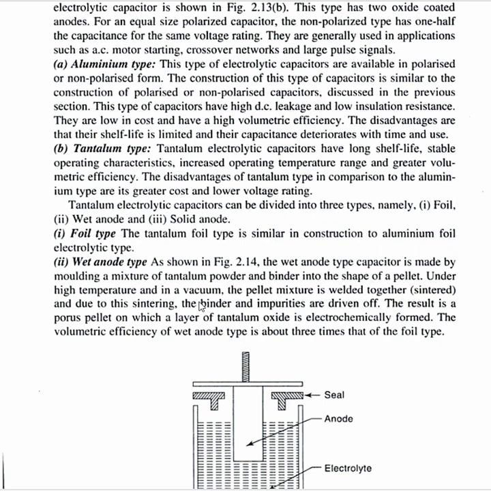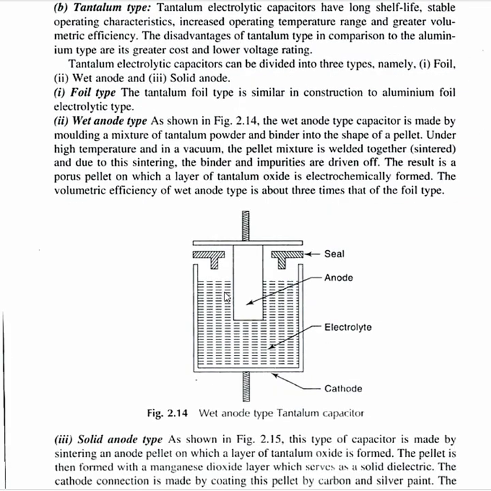Wet anode type capacitor is made by molding a mixture of tantalum powder and binder into the shape of a pellet under high temperature in a vacuum. The pellet mixture is welded together, and due to the sintering, the binder and impurities are driven off. The result is a porous pellet on which a layer of tantalum oxide is electrochemically formed. The volumetric efficiency of the wet anode type is about 3 times that of the foil type.